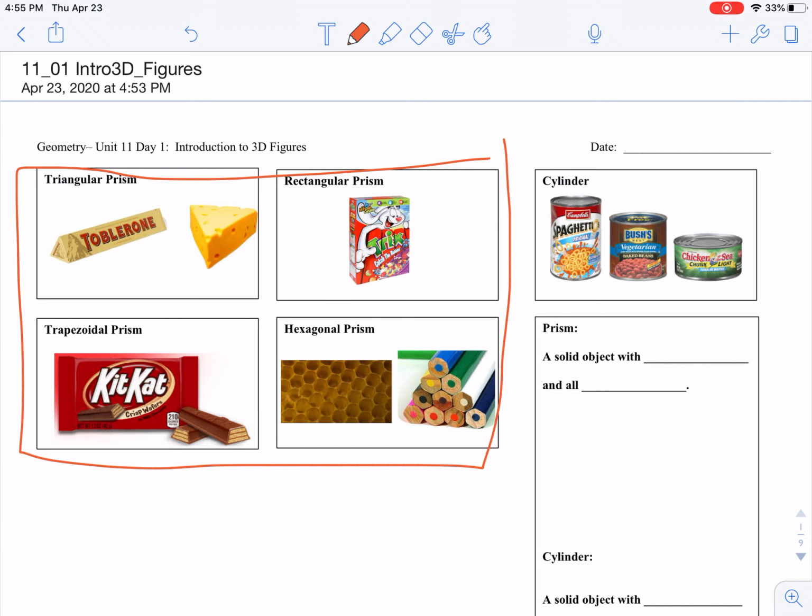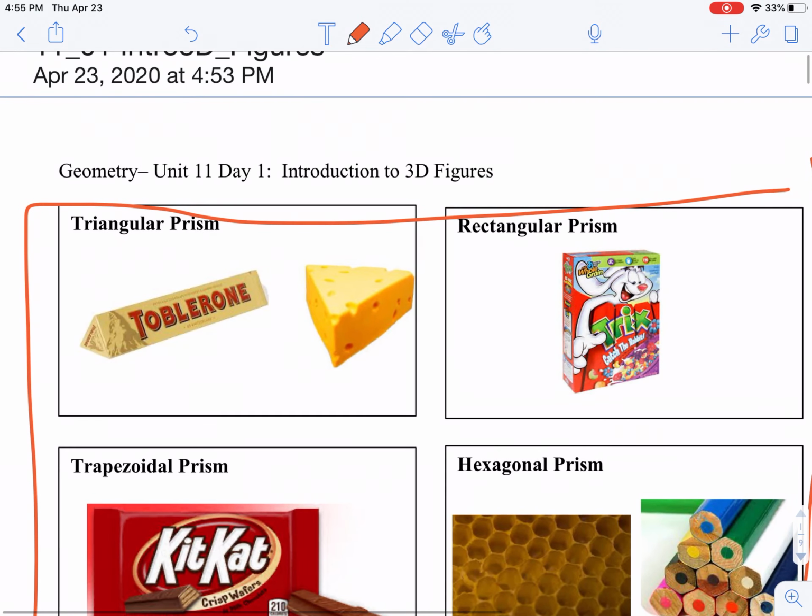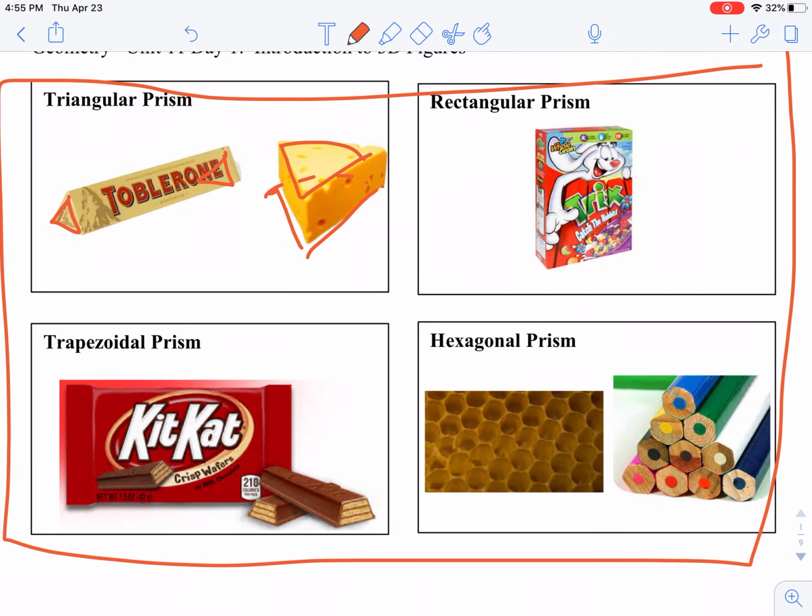And one thing you'll notice on each one is that they have two identical ends. For example, our Toblerone has the two identical triangle bases. Same thing with this wedge of cheese. If I were to also trace the bottom, right, we would have two identical ends. Same thing here with my trapezoidal prism, two identical trapezoids at the ends, right? And then all of the other sides, for example, on this wedge of cheese right here, or on this side of the Toblerone here, right? All of the sides are flat.